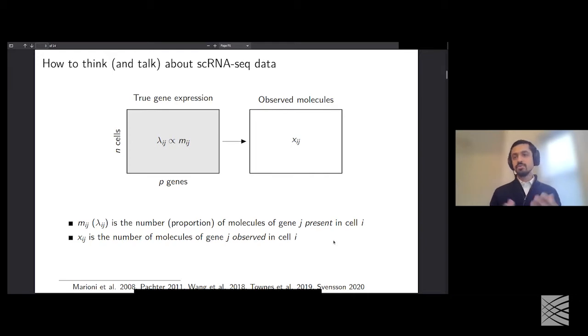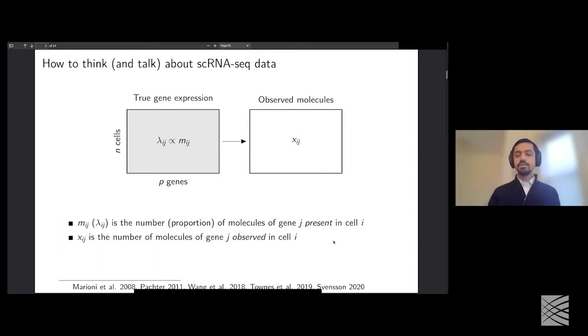And some very obvious thing that might come to your mind is that we could do this same normalization on the observed molecules. You could compute X_ij divided by the sum over j of X_ij. And that would give you a pretty naive, but maybe still useful, estimate of lambda_ij. We want to formalize that idea by building models that describe the process that generates the X's from the lambdas. Then we want to use those models to conclude things about the lambdas having observed the X's.